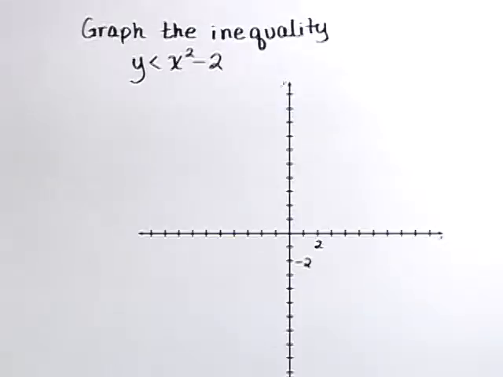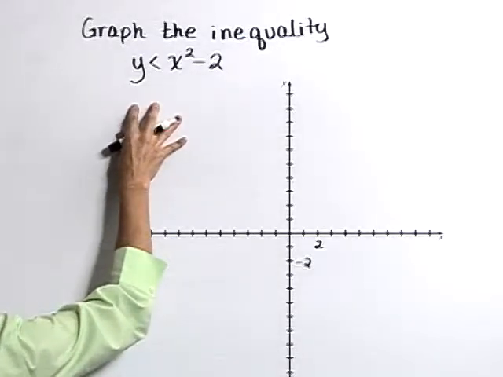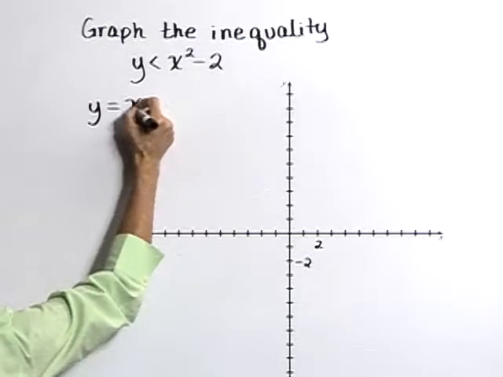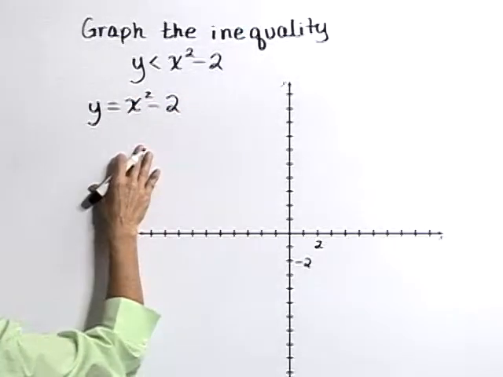Graph the inequality, y is less than x squared minus 2. Let's start by graphing our boundary curve, which is the equation y equals x squared minus 2.